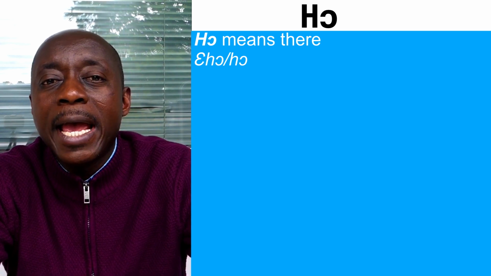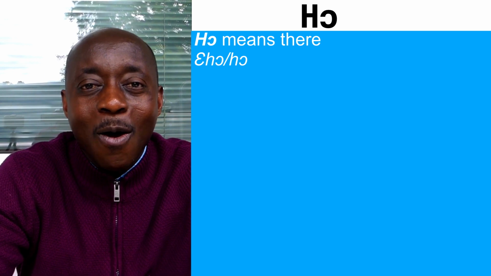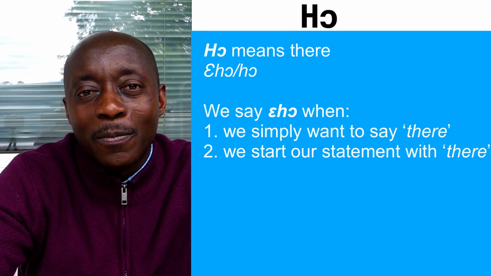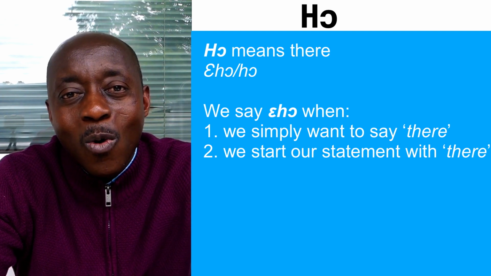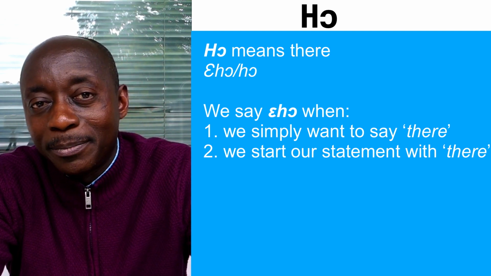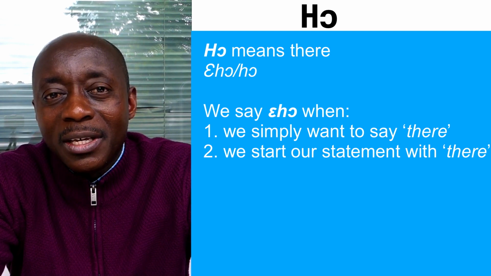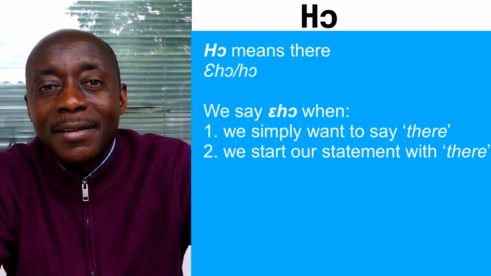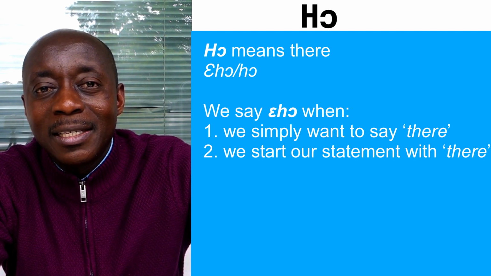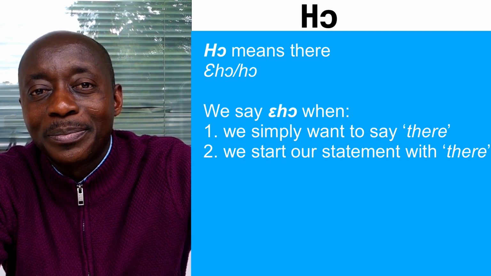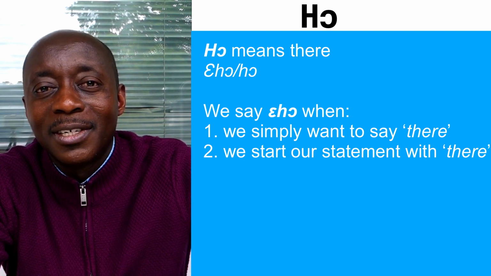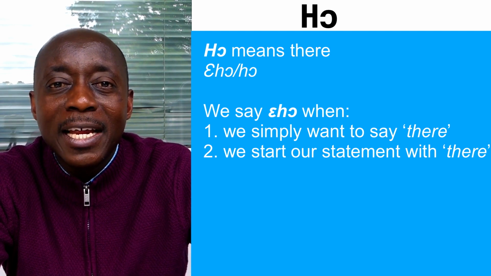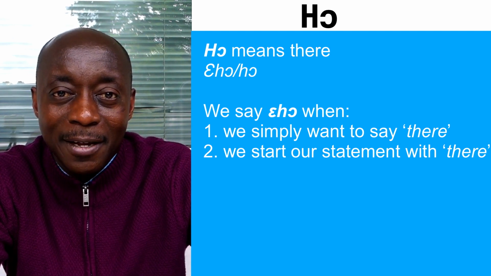However, when do we say eho, and when do we say ho? Good. Let's find out when we say eho. We say eho when we simply want to say there. For instance, if you are asking me, where should I put it? I can simply say there. So in this instance, I will say eho.